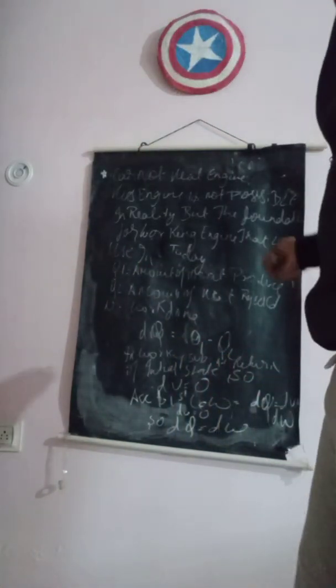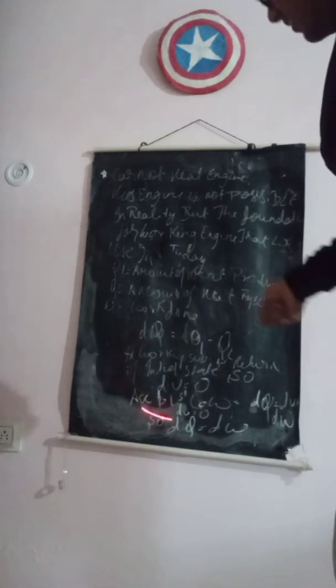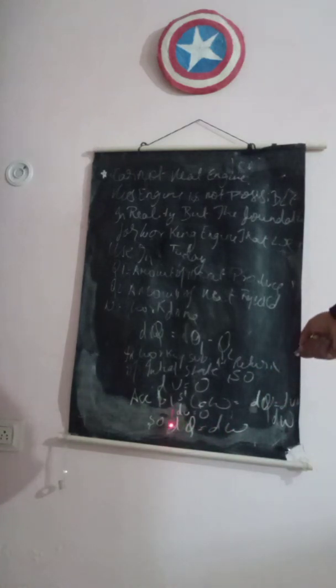So we can say that dQ equals the small work done plus the small change in internal energy. Here the change in internal energy is 0. So we can directly say that dQ equals dW: the small amount of energy change equals the small amount of work done. Now we can say Q1 minus Q2 equals dW, because the small work done equals the small change in energy. So dQ equals dW.